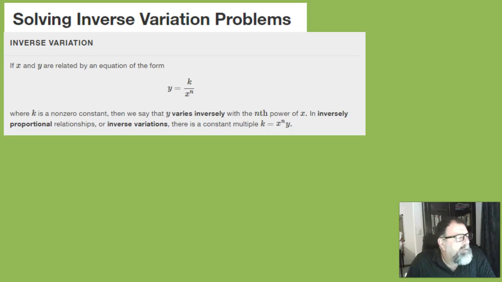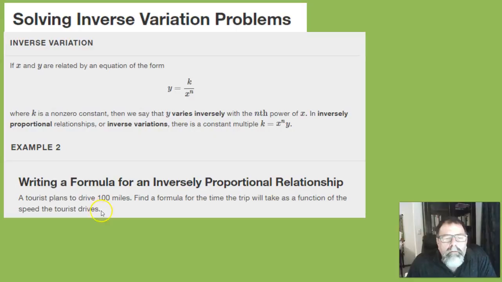All right, let's look at example 2. Writing a formula for an inversely proportional relationship. A tourist plans to drive 100 miles. Find a formula for the time the trip will take as a function of the speed the tourist drives.